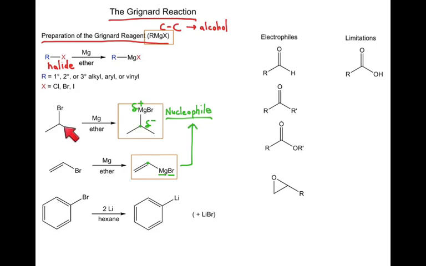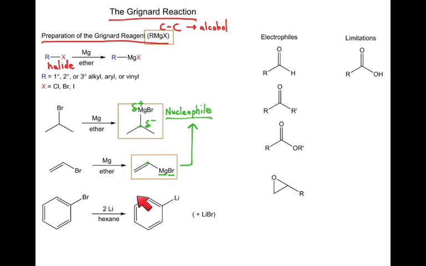So the first example, we have a secondary alkyl halide. Here we have a vinyl bromide to form our vinyl Grignard. And the last case we can see is this also works with aromatic rings. So in this example, I could treat this with magnesium and ether to get a Grignard reagent. Alright, but I'm just going to show you another example.